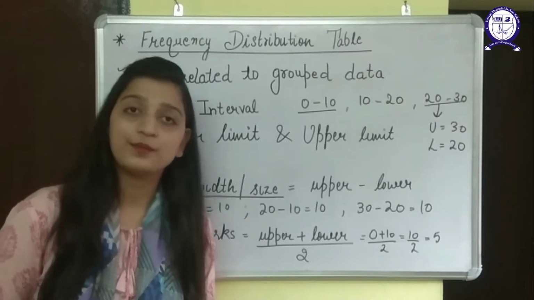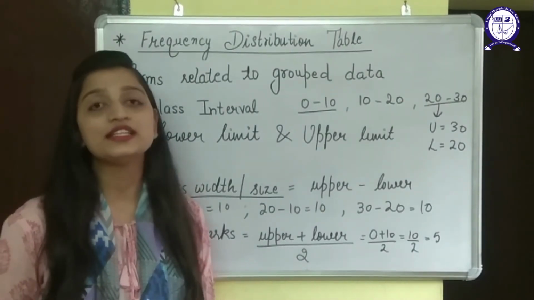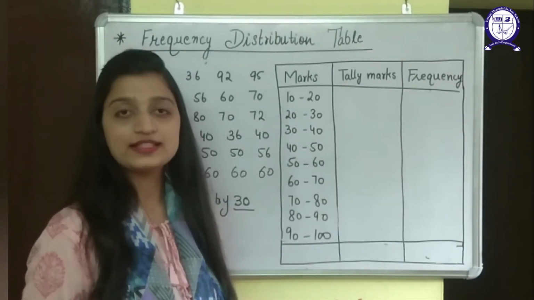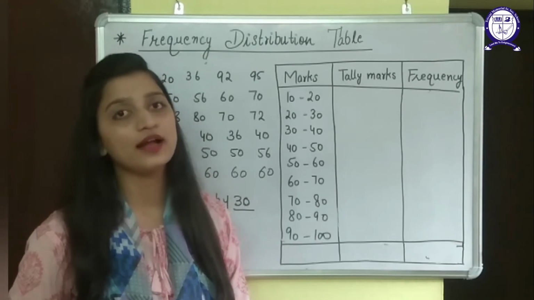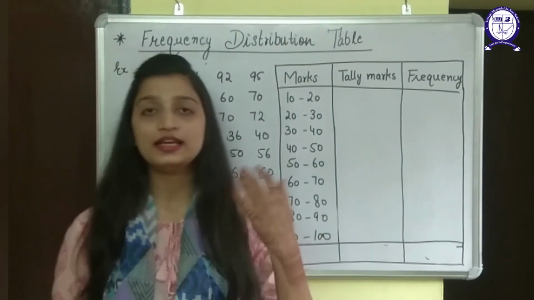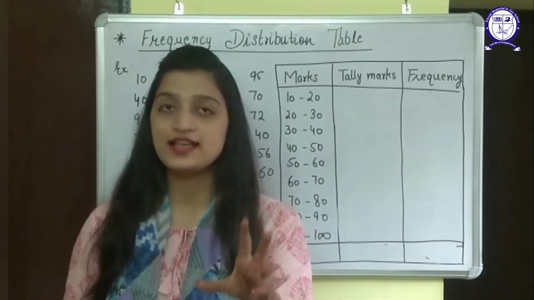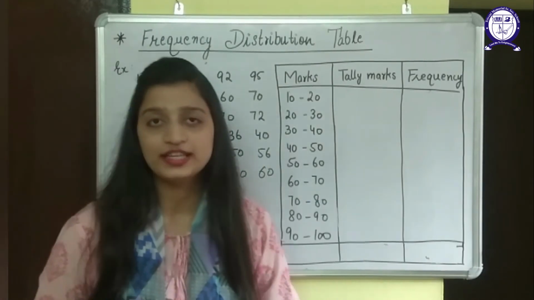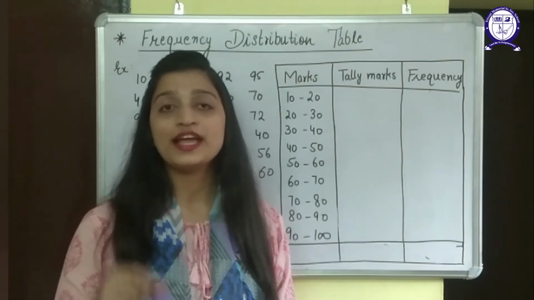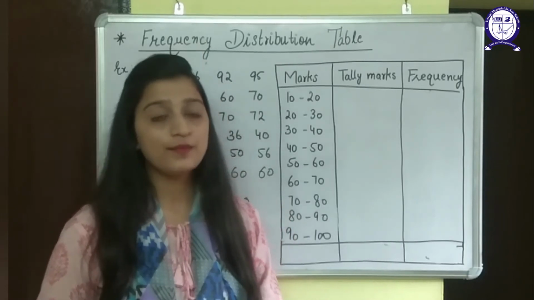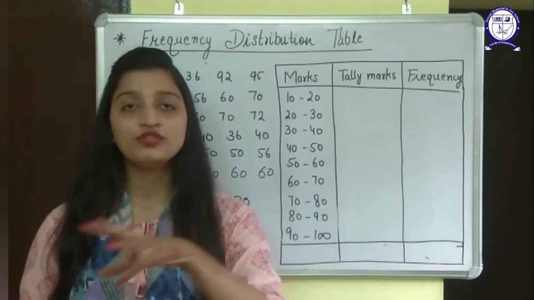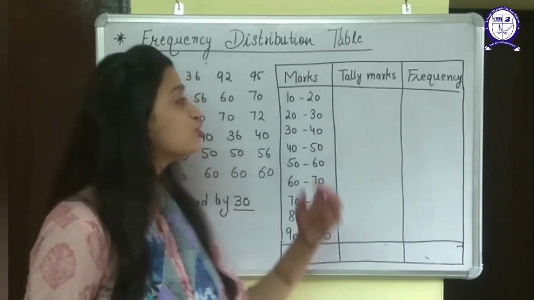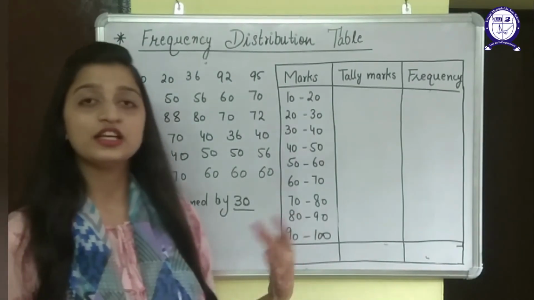Now let's take an example of how to form the frequency distribution table for grouped data. Let's take the same example, but now for grouped data. What is grouped data? In ungrouped data, we take the numbers as they are, like 10, 20, 36, 40, 50. Now in grouped data, we are going to take small groups of numbers. For example, I can take the numbers from 1 to 5 or 1 to 10 in the same interval, in the same group.